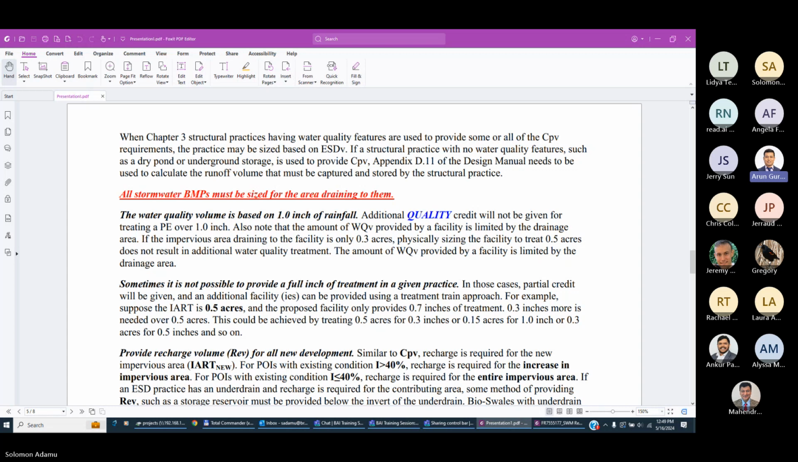You can compensate by treating additional impervious area somewhere else within the same POI, or maybe within the same watershed. But in order to claim that you have treated an impervious area, you have to provide at least 1 inch of treatment for the rainfall that's falling on that impervious area.